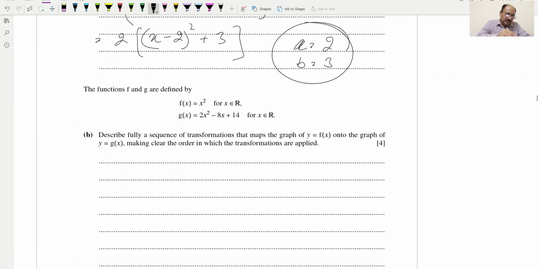Now they are saying the functions f and g are defined. f of x is equal to this, g of x is equal to this one. B part: describe fully the sequence of transformations that maps the graph of y is equal to f of x onto the graph of y is equal to g of x, making clear the order in which the transformations are applied, and this is 4 marks.